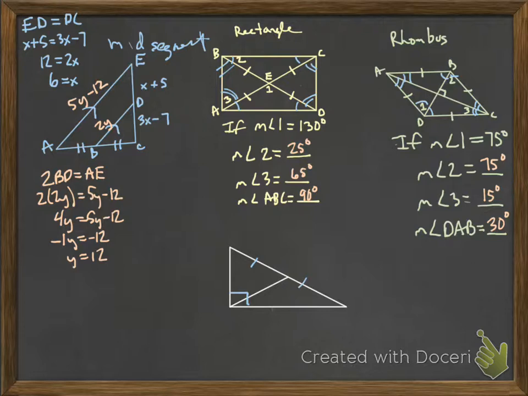Remember a question that involves the median coming from a right triangle. If you have a median, it goes from the right angle to the opposite side, to the hypotenuse, to the midpoint. It creates congruent segments. Its length is half the length of the hypotenuse, or it's equal to each of those portions of the hypotenuse.